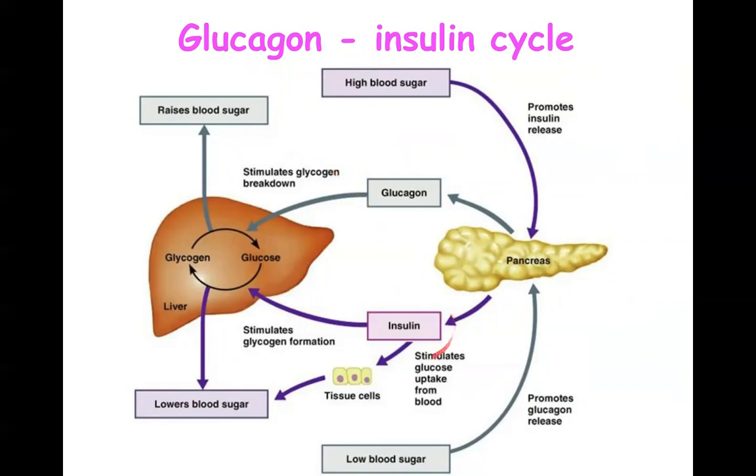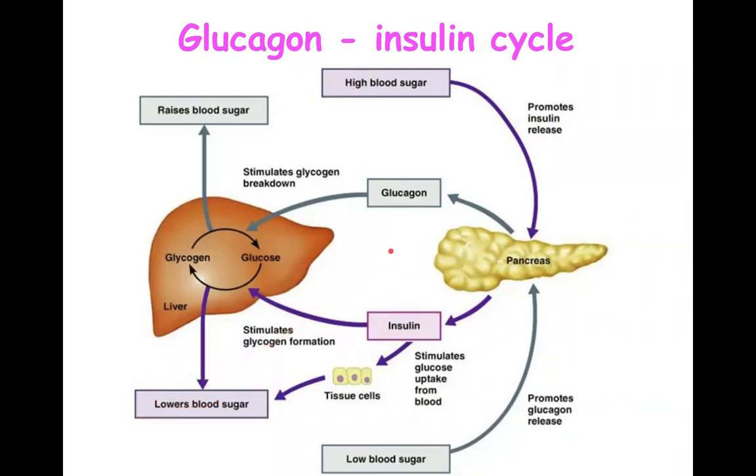So what happens is after we have eaten a meal, the insulin secretion is increased. At that time, insulin will stimulate the body cells to use up glucose. Glucose will be used up by tissue cells, or it will be stored as glycogen. And ultimately, this will lower the blood glucose level.